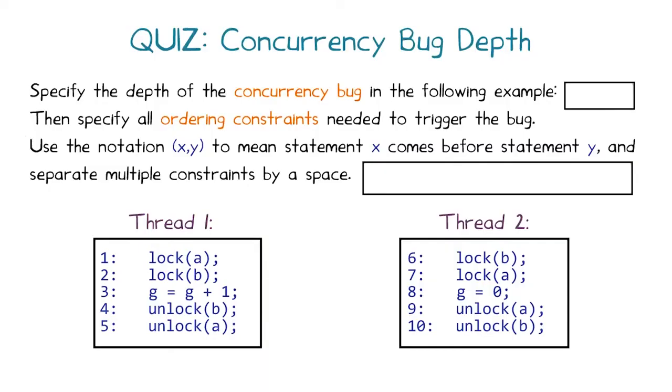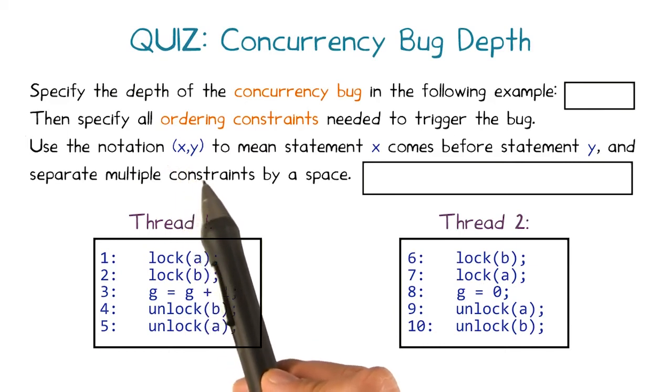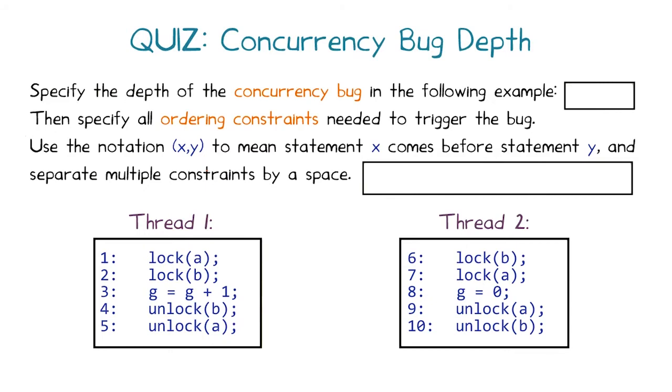To check your understanding about bug depth, please do the following quiz. In the code displayed here, there is a concurrency bug. First, enter the depth of the concurrency bug in the box at the top. Enter the ordering constraints needed to trigger the concurrency bug in the box below. Use the notation (x, y) to denote the fact that the statement x must be executed before statement y. If you need to enter multiple order constraints, separate them by a space.